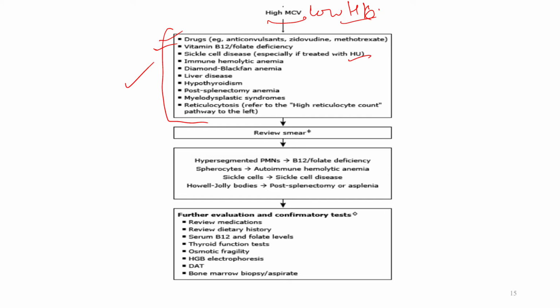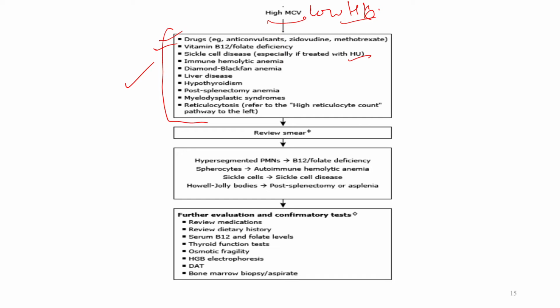In such patients, we have to review their peripheral blood smear. If they have hypersegmented polymorphonuclear cells, means neutrophils are hypersegmented, then the possibility of vitamin B12 and folate deficiency is there. Secondly, if we see spherocytes, then autoimmune hemolytic anemia chances are there. If sickle cells are there in PBS, rule out sickle cell disease. If there are Howell-Jolly bodies, then the patient may have post-splenectomy status or asplenia.